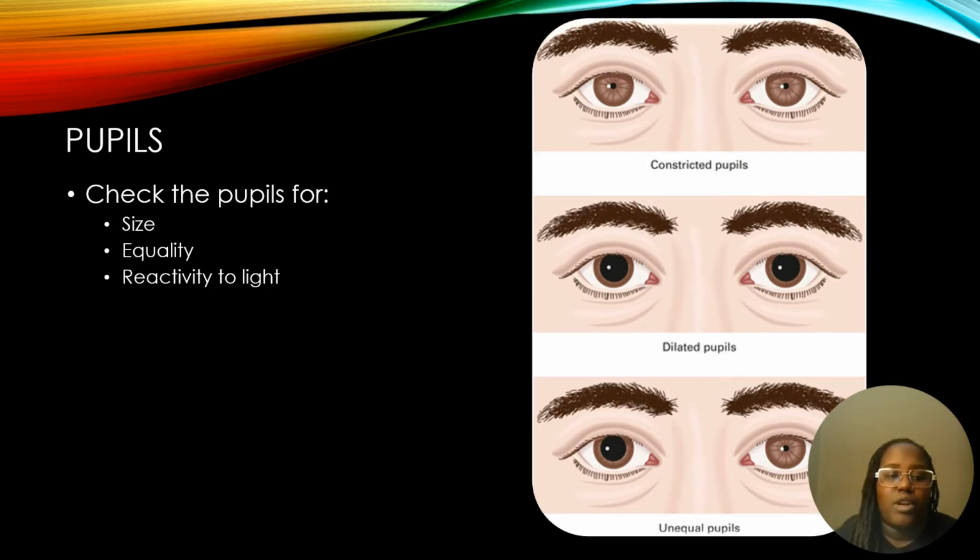Lastly, we're going to be looking at reactivity to light. There are occasions where the patient's eyes react rather slowly to the light being shined in them. We want to make sure that we're notating that because that can also indicate some type of brain damage or nerve damage.